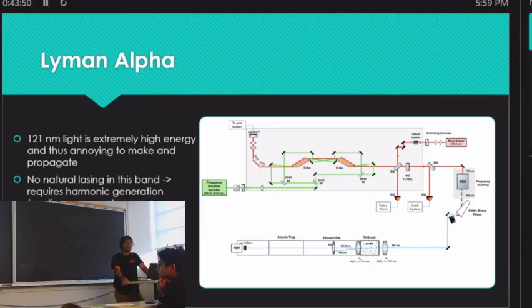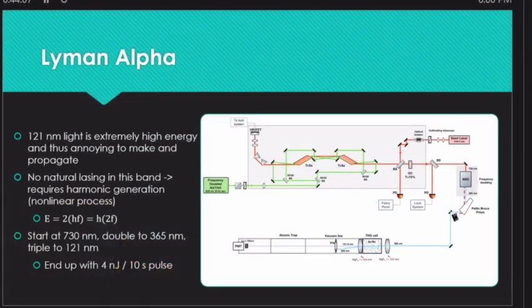There's a lot of complexity hidden underneath everything, including how do we get light to laser cool antihydrogen? Because it is at 121 nanometers, it's the Lyman alpha transition. And this is very hard to work with because it's so energetic that almost everything blocks light. You can't put it into an optical fiber. You also can't get a laser to start at that frequency.